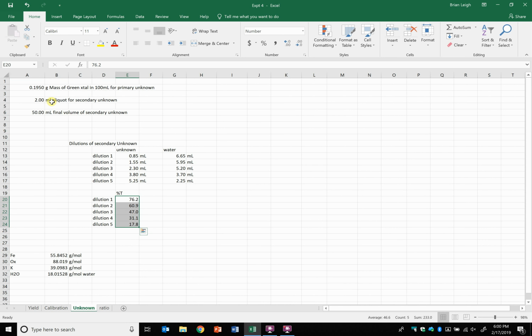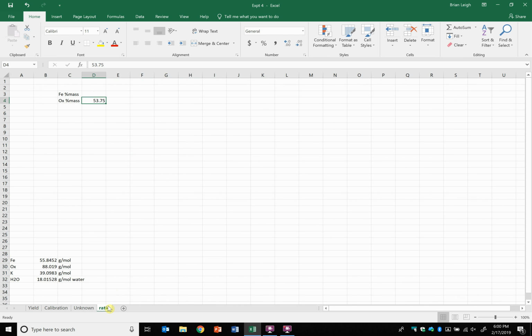On the third tab is your unknown. It's your mass of green crystals that you used to make iron BIP, the volume of those aliquots, and from there you made, once again, 5 dilutions with some amount of iron BIP, some amount of water, and you measured some percent transmittance. And lastly, you're given some ratio information that the oxalate is 53.7% by mass weight, right? So by mass. So that's how we're going to set up our spreadsheets, and I'm going to break this down into 4 different parts to solve this problem.